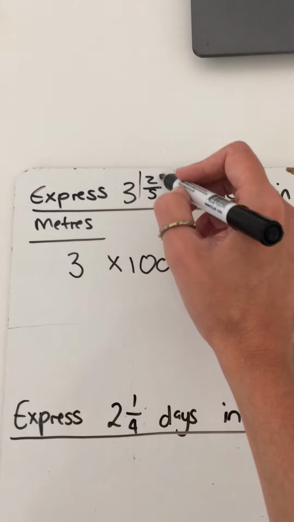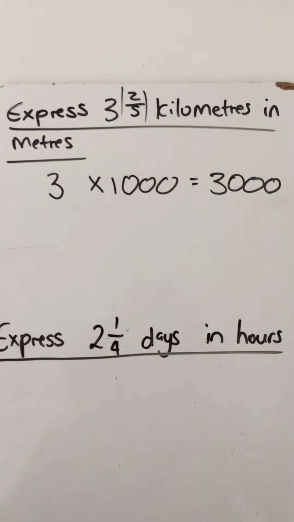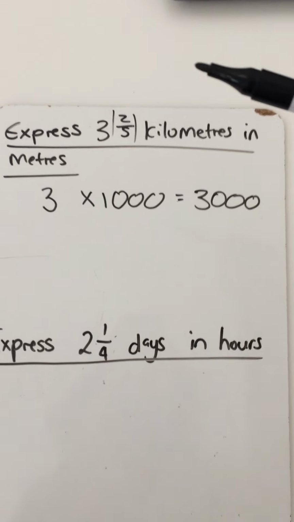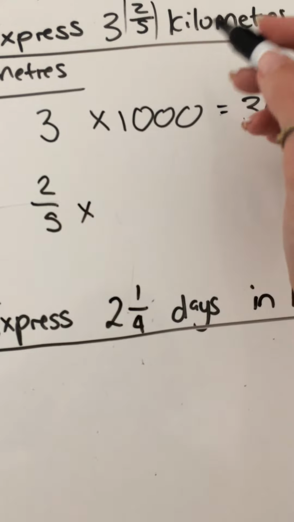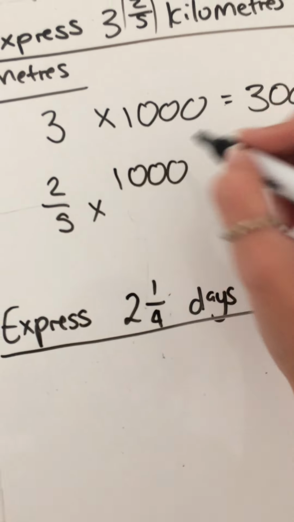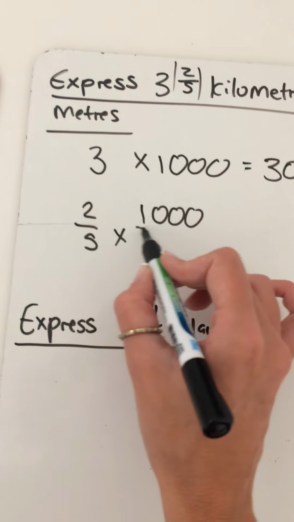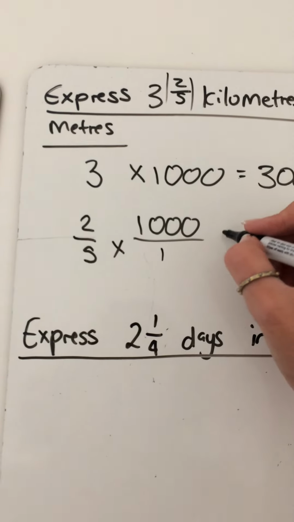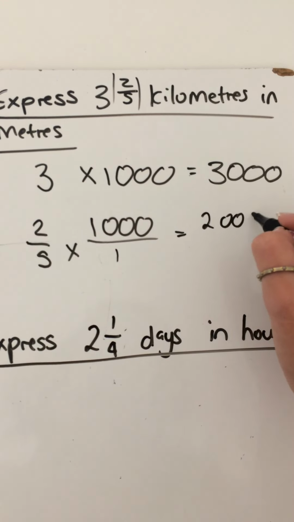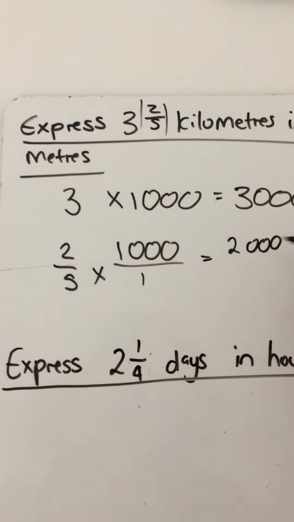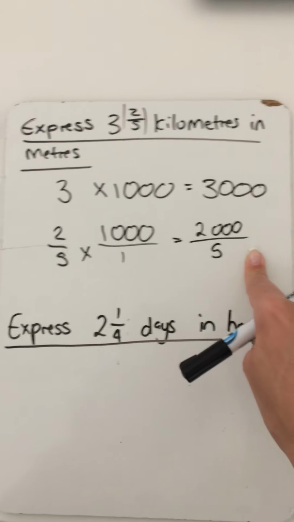But I'm not finished because I haven't used my fraction yet. Now I need to find out what is 2/5 of a kilometer. The magic word is "of," which means we need to multiply. So 2/5 multiplied by 1,000 meters in 1 kilometer, because I want my answer in meters. I know that my 1,000 is the same as 1,000/1. So to get this answer, I have to multiply my numerators. 2 times 1,000 is 2,000. 5 times 1, multiplying my denominators, is 5. Now I have to say 2,000 divided by 5, because this is an improper fraction.